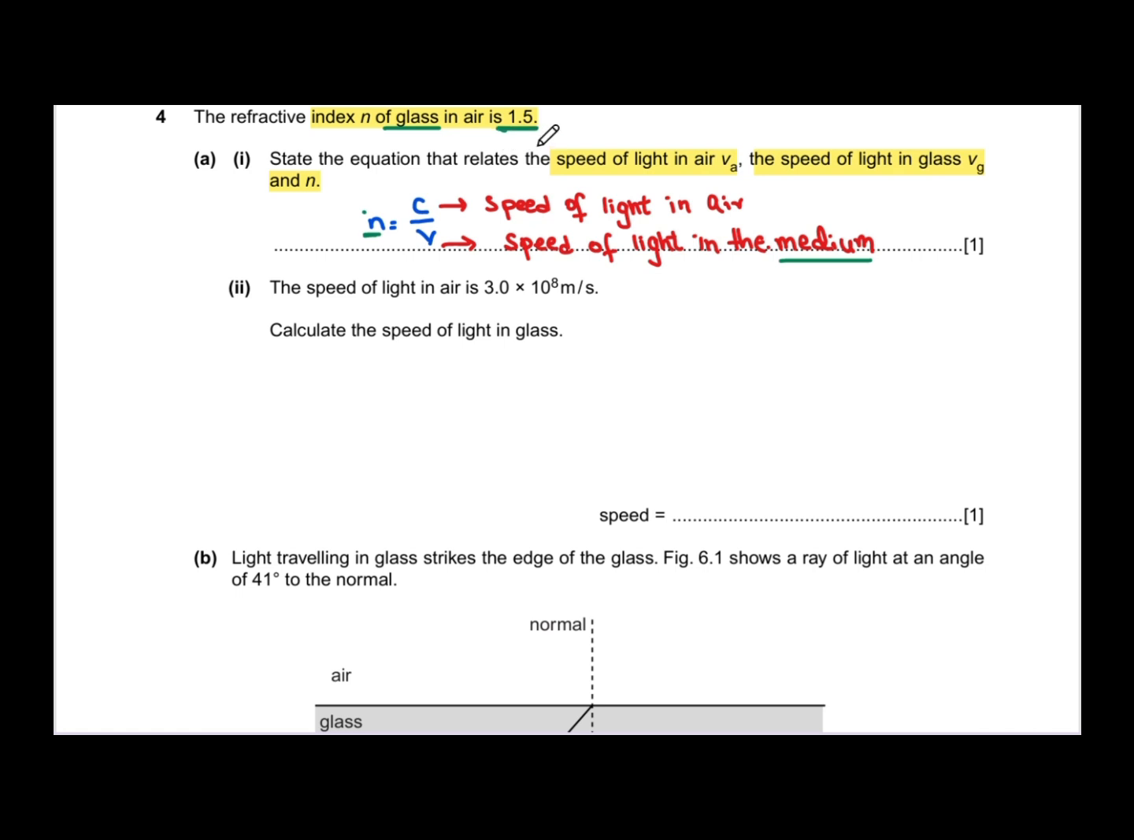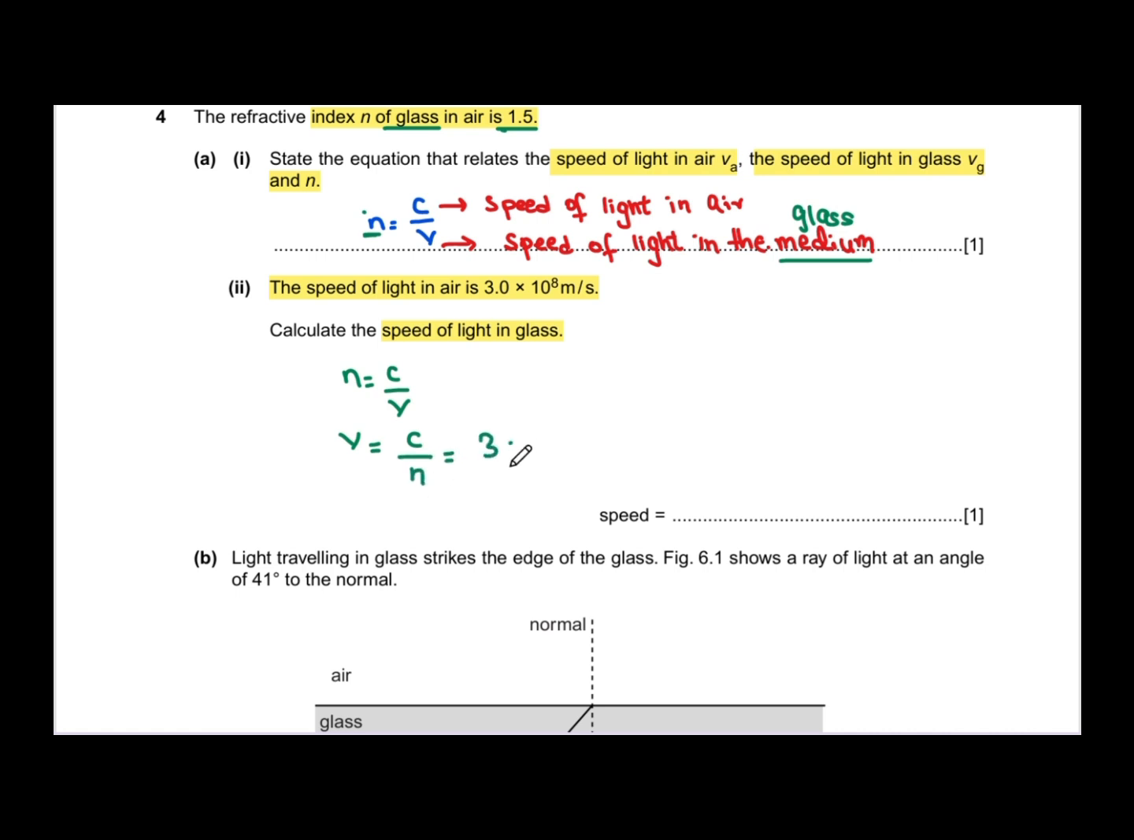So the refractive index of glass is 1.5. You can also write it in terms of Vs and Vg. I have just written the general form so you can consider it as well. Part 2 is saying the speed of light in air is 3 into 10 raised to power 8. Find the speed of light in the glass.